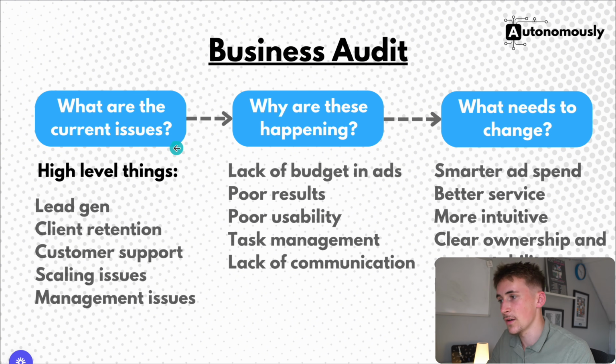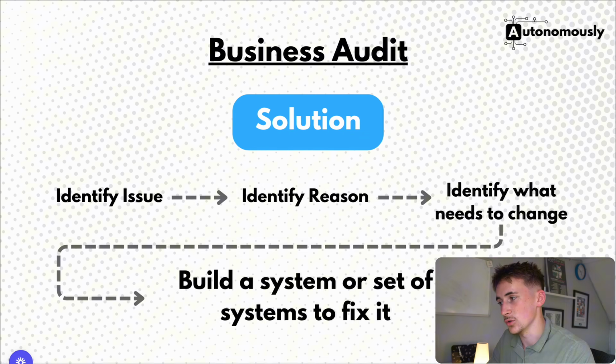So once you have all of this, the current issues, why they're happening and what needs to change, now you move on to the actual solution. You've identified the issue, identified the reason, identified what needs to change. Now you just need to build a system or a set of systems to fix that. And I appreciate that that is easier said than done. A lot of you guys watching this might not be able to just snap your fingers and build a system that can solve these issues. I completely understand it. But from a high level, this is essentially what you're doing: identifying the issue, identifying the reason, what needs to change, and then building a system or a set of systems to fix that.